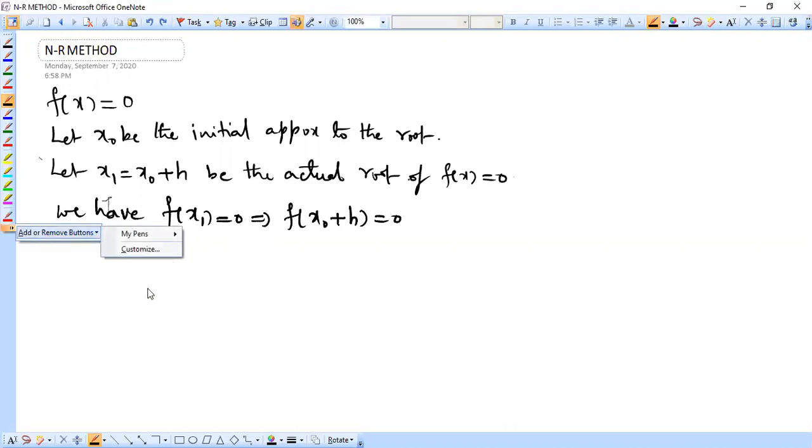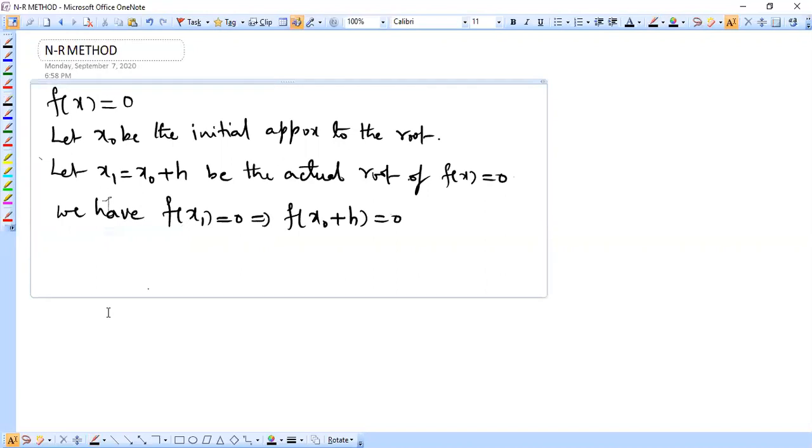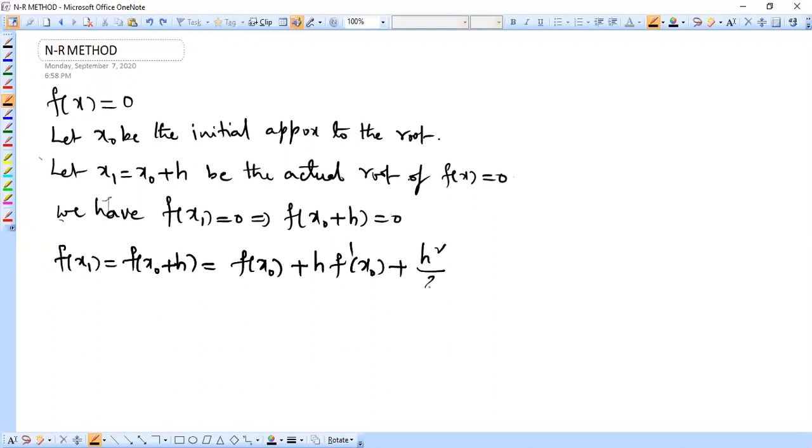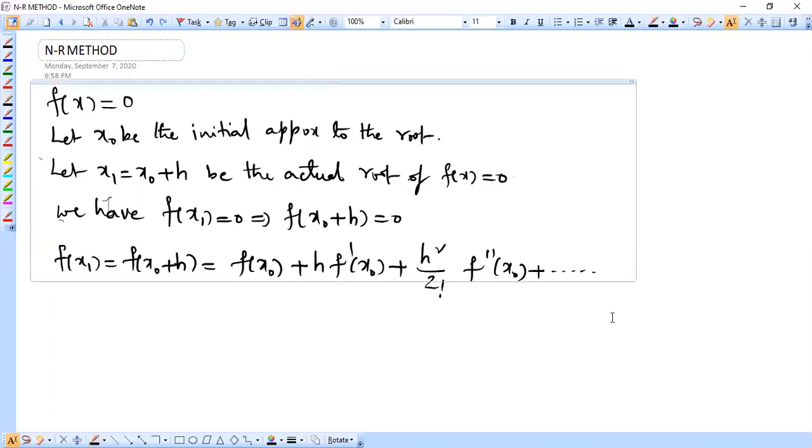Now, if we apply the Taylor series expansion of f of x about the point x1, what we have is f of x1 is equal to f of x naught plus h. This is equal to f of x naught plus h into f dash of x naught plus h squared by 2 factorial f double dash of x naught plus and so on, h cube by 3 factorial f triple dash of x naught plus and so on. This is what we get.